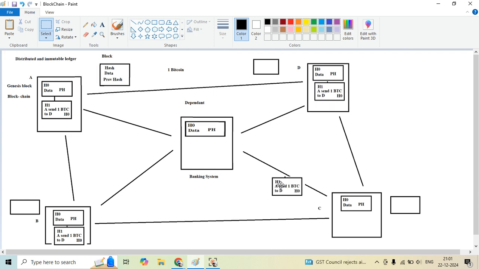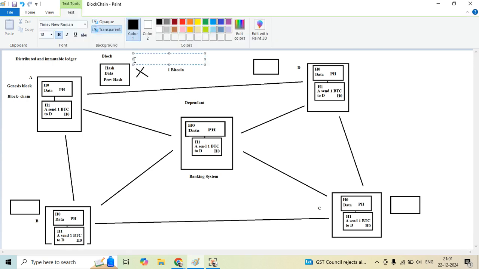It will be added to the copy of the ledger on all the nodes, and to the central ledger also. If this is not the case, the transaction will be rejected, and this process is known as consensus, or the consensus algorithm. And how is that done? Some of the algorithms are proof of work or proof of stake.